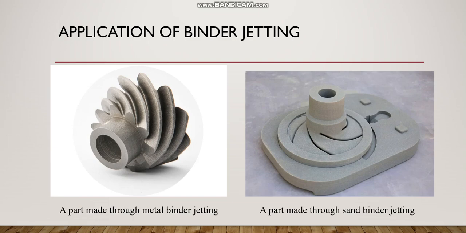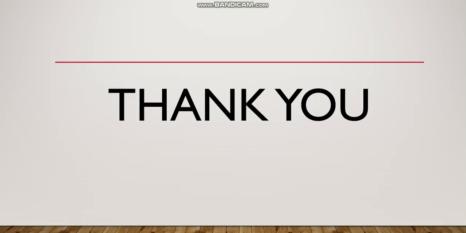By printing the core rather than making a pattern. In low volume production, this process is usually used because of its high level of success by printing the sand and casting the finished metal parts. Patterns may also be printed, but those are not cost effective and do not skip many processes. And the left diagram shows the part made through metal binder jetting, and the right diagram shows the part made through sand binder jetting. Thank you.